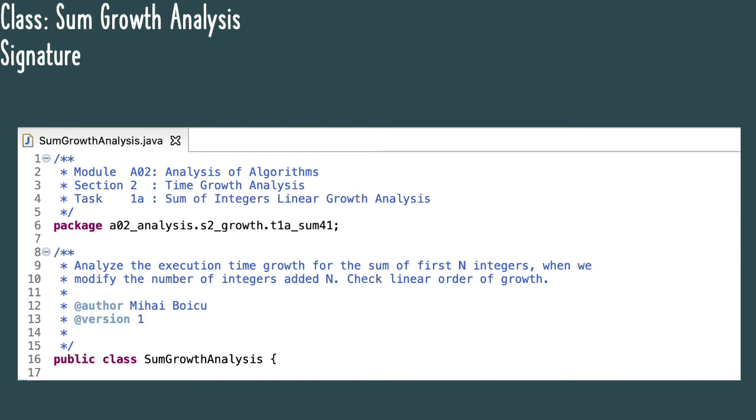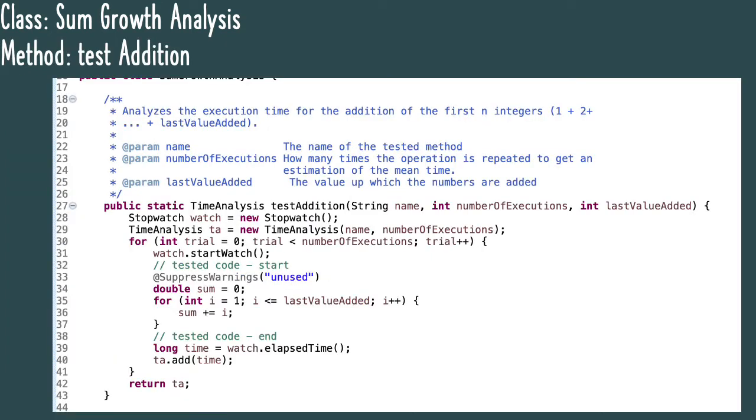So let's create a small program that will create a table in order for us to do this analysis. And we'll save it in the class SumGrowthAnalysis. The test addition method will remain similar to the previous one, just that we have the name as a parameter, and also we will provide the number of executions and the n, which is the last value that we add.